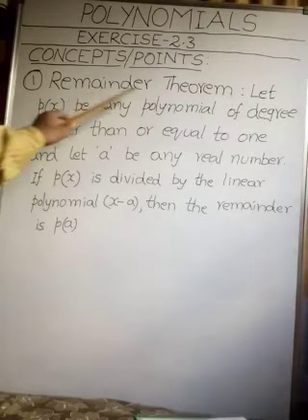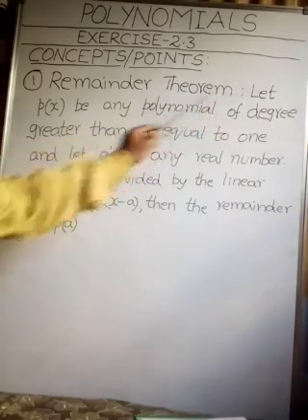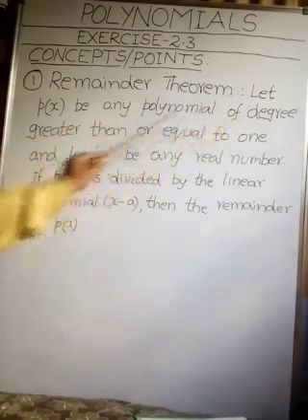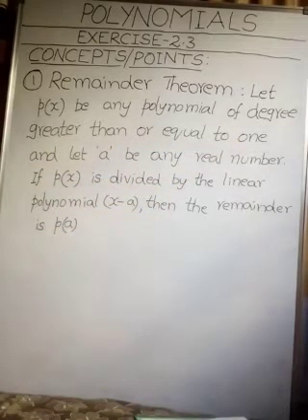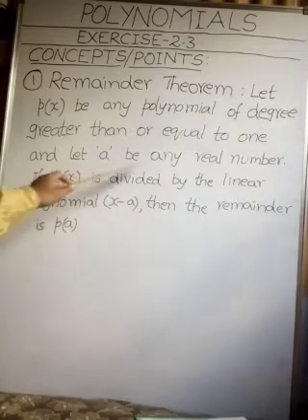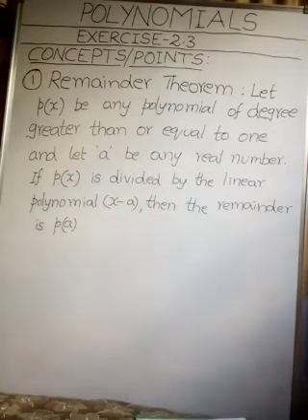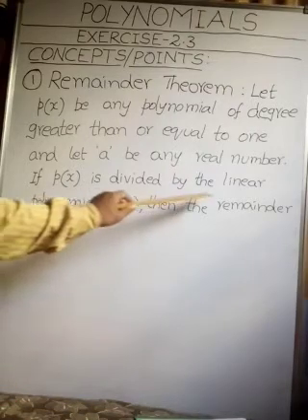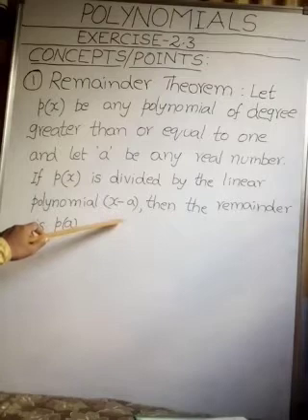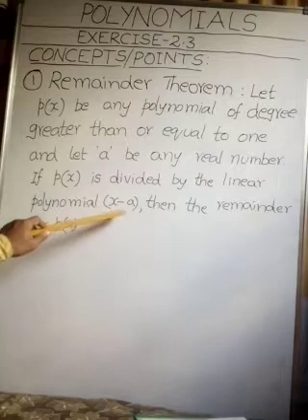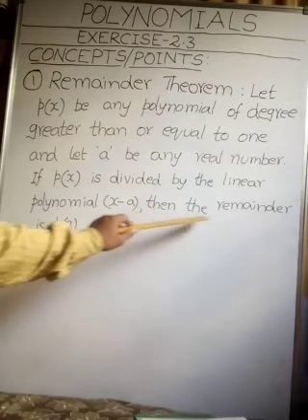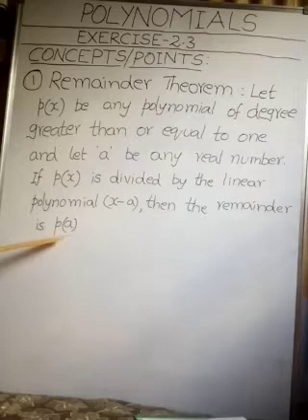Now come to the statement of the remainder theorem. Let P of x be any polynomial of degree greater than or equal to 1, and let a be any real number. If P of x is divided by the linear polynomial x minus a, then the remainder is P of a.